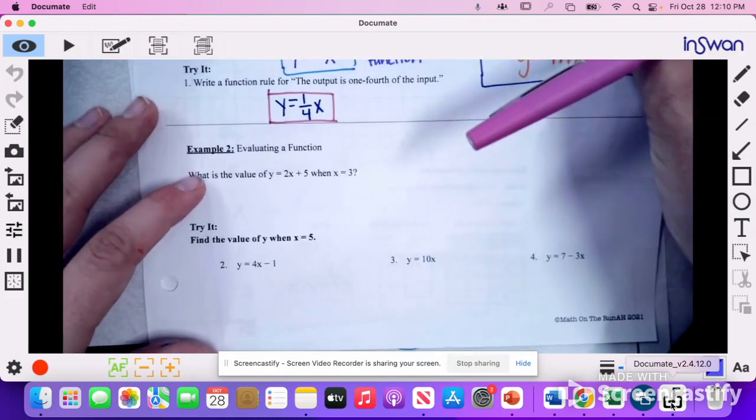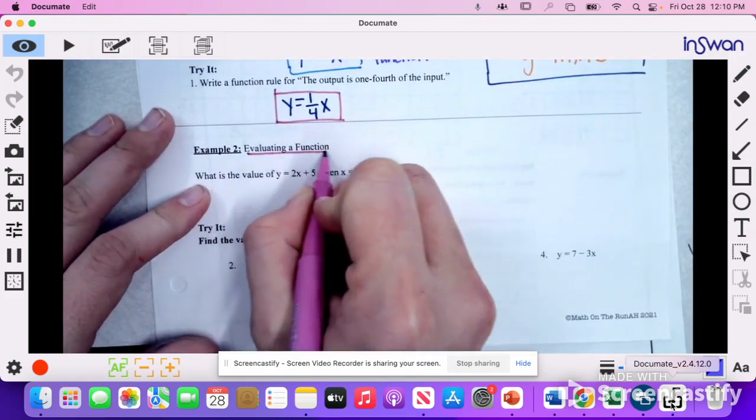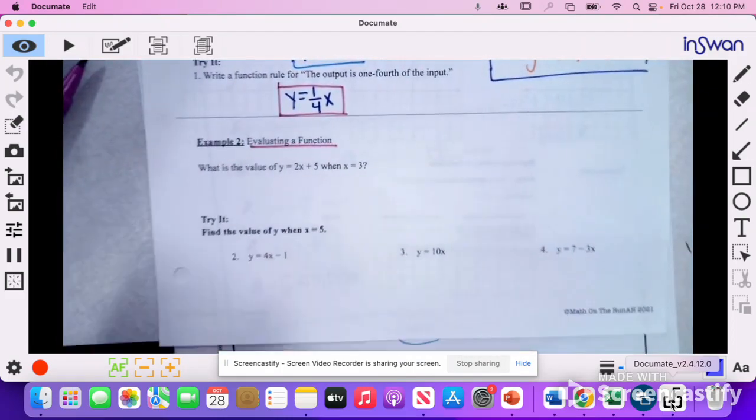We're going to evaluate a function. Evaluating a function means that we're going to plug in a variable.